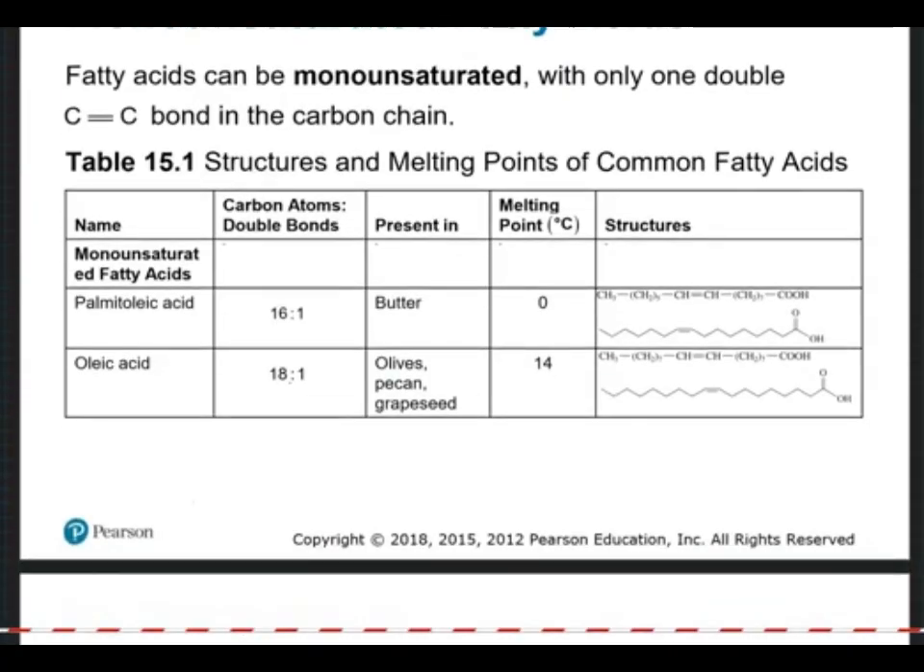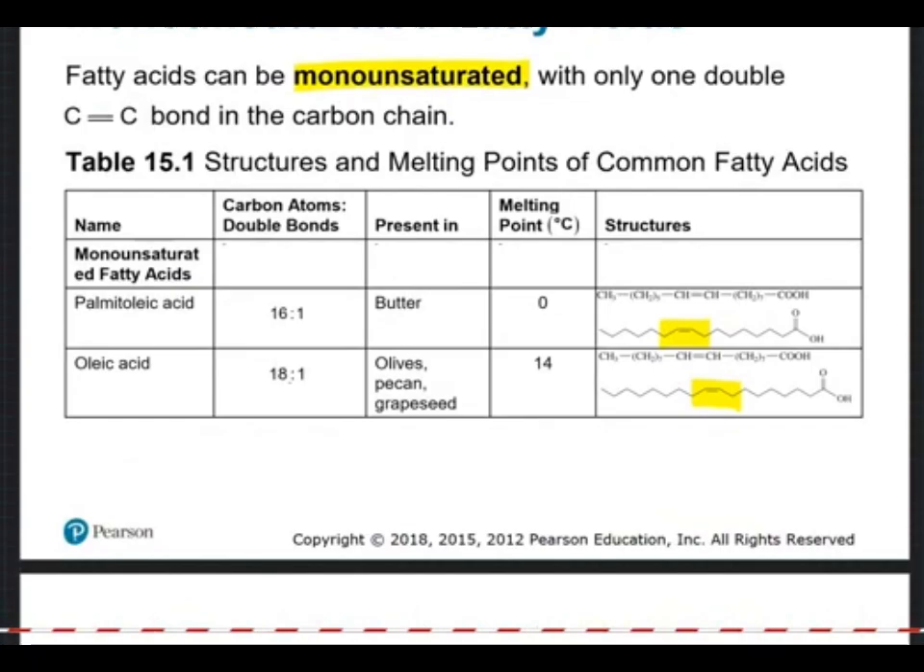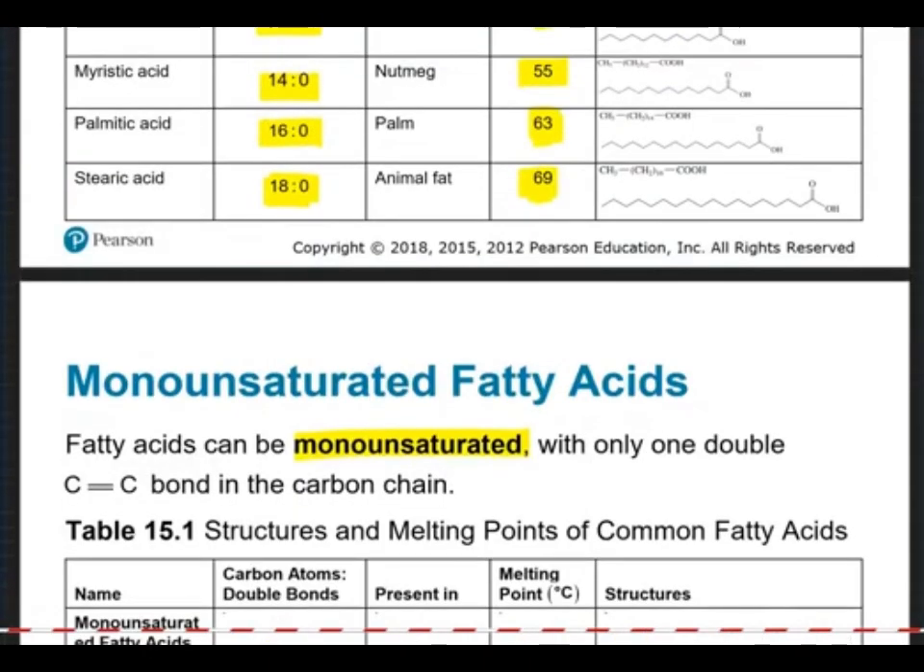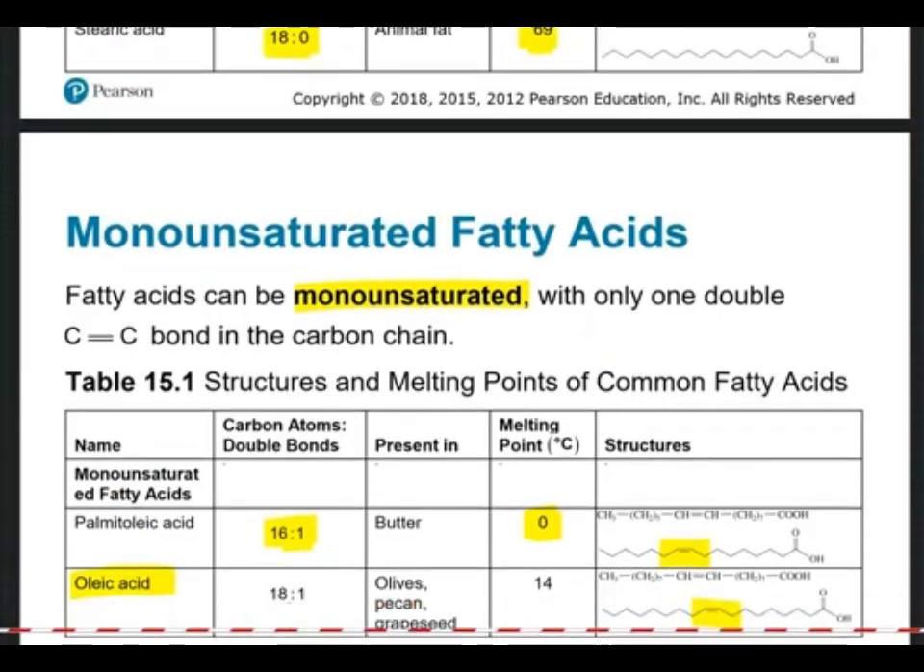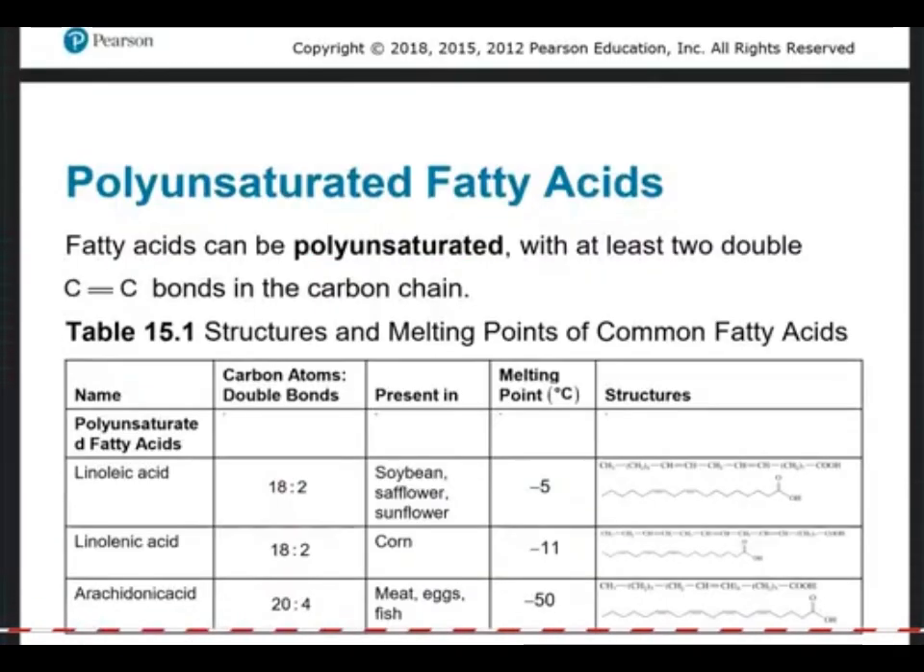Now, if fatty acids contain one double bond, we call them monounsaturated. If you compare palmitic acid on the previous screen with a melting point of 63 Celsius, and palmitoleic acid, same number of carbons, one double bond, the melting point is 0. It drops 63 degrees Celsius. For oleic acid, which contains 18 carbons, just like stearic, the drop in the melting point is 55 degrees, from 69 to 14, if you add a single double bond.